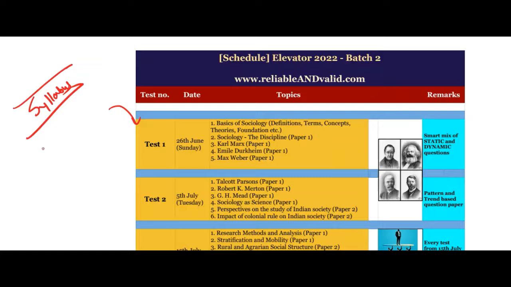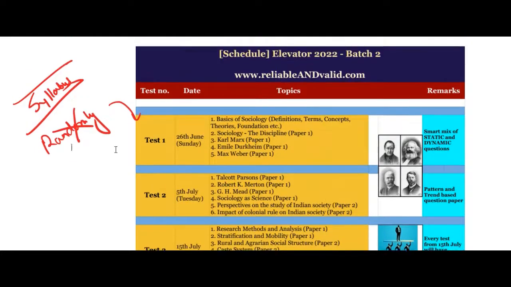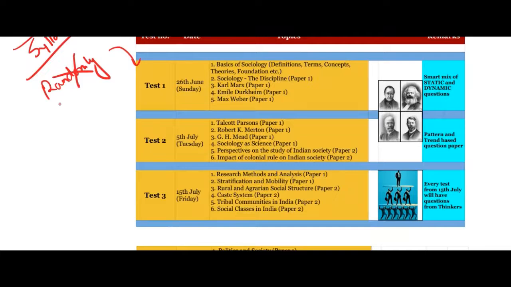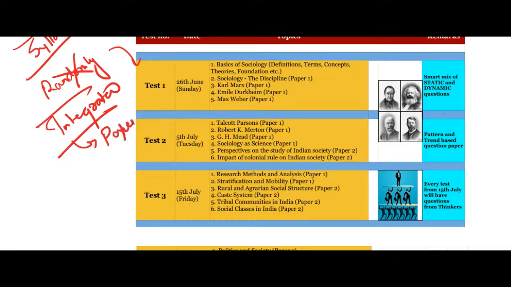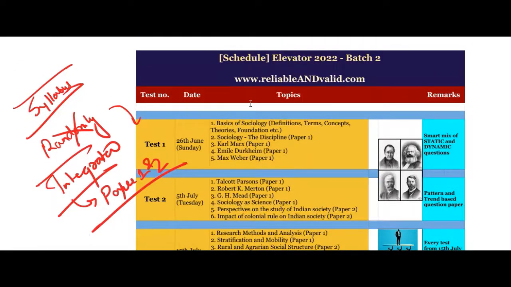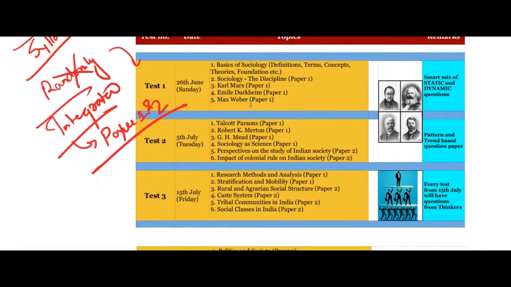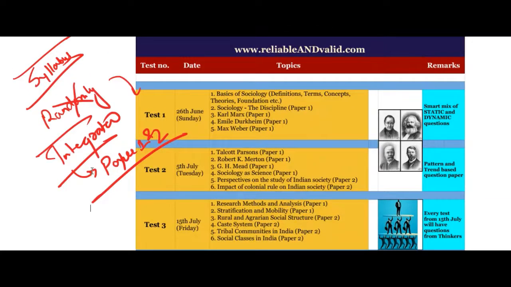It's not like we have randomly distributed the syllabus topics on different dates. So there is a rationale. First of all, we are following an integrated approach. So paper 1 and paper 2 topics would be integrated in the same test, so that you know how to interlink the concepts from both paper 1 and paper 2. Okay, so test 1 is the basics of sociology.